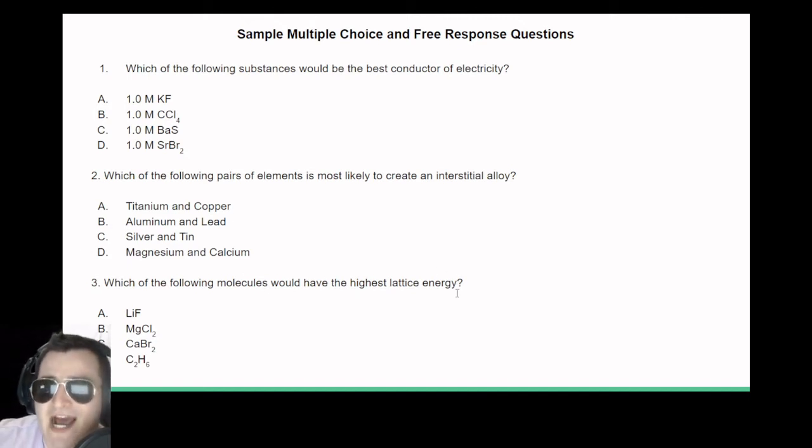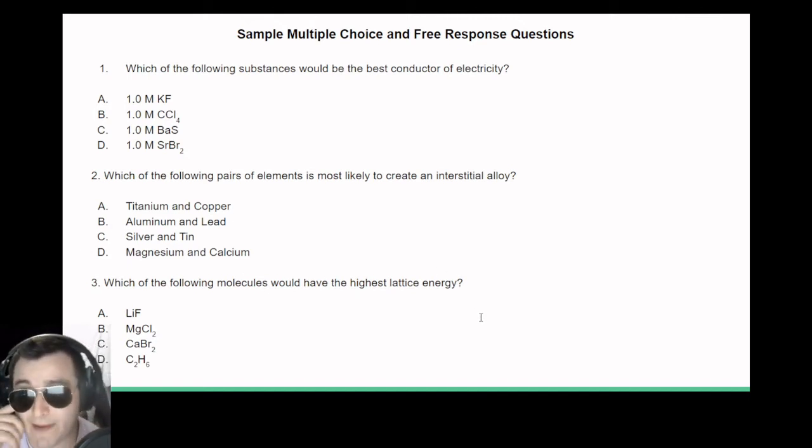Which of the following molecules would have the highest lattice energy? Which brings about our lovely topic of Coulomb's law. Coulomb's law is a function of both the value of the charge, so now the value of the charge does matter, and how close the atoms are to one another. So we need positive charge, we need negative charge, which is why we should be able to eliminate, once again, another answer choice right off the bat, and that answer choice is D. C2H6 is a covalent compound. It will not form that lattice structure we're looking at because it is a covalent compound and not a covalent network solid at that, which leaves us A, B, and C.